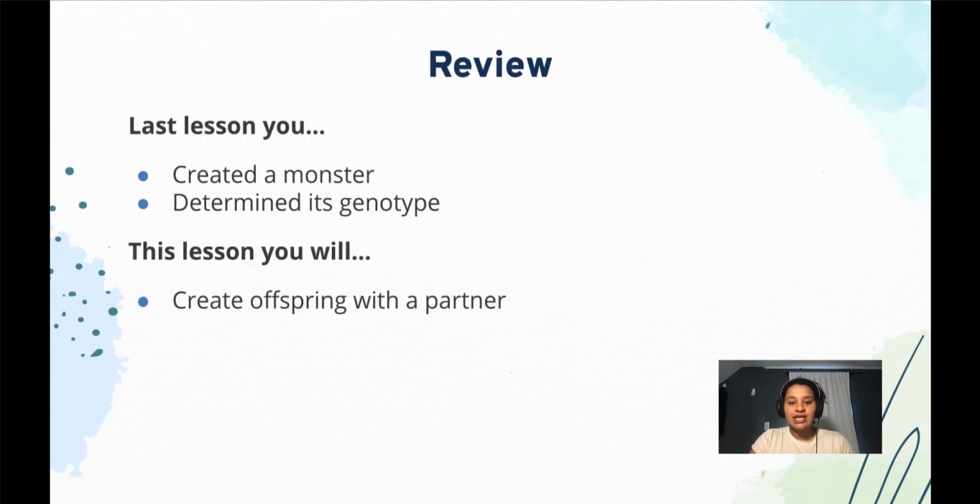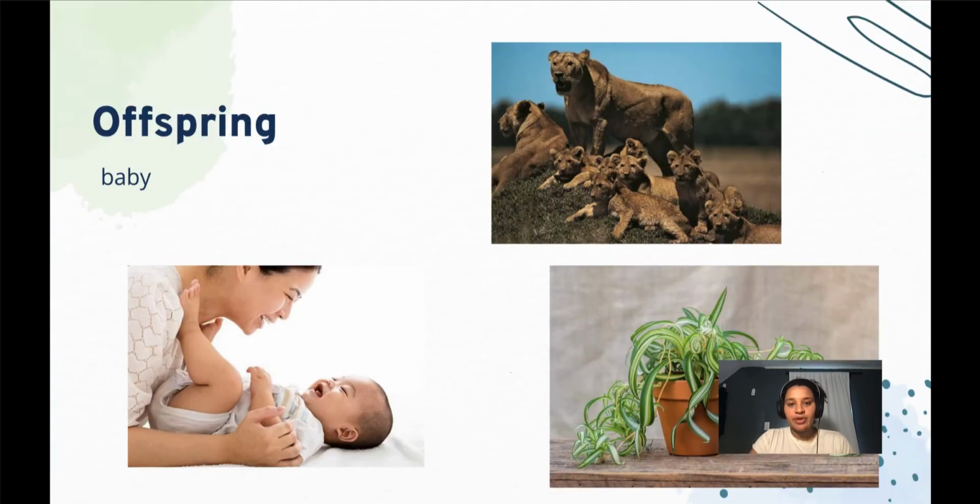So last lesson, we created a monster by picking certain characteristics and certain traits, and we created a monster with a very unique phenotype. Then we determined its genotype by looking at its phenotype. This lesson, we're going to work with a partner to create offspring of our monsters. Before we get started, let's review some vocabulary.